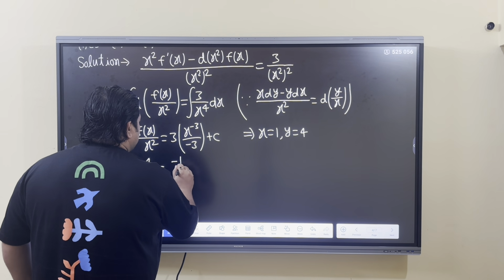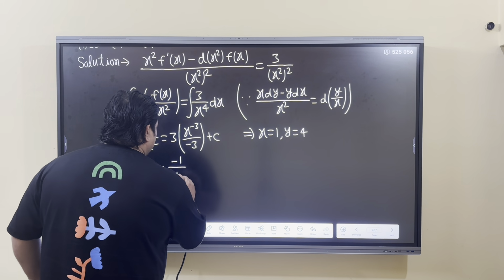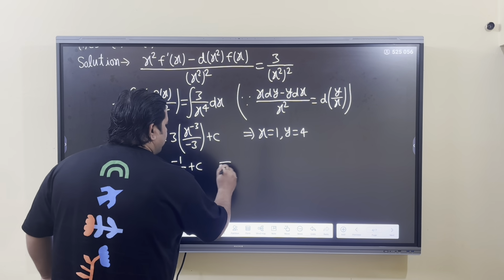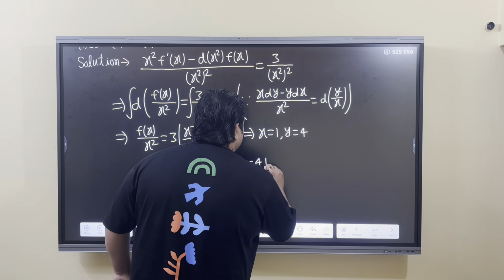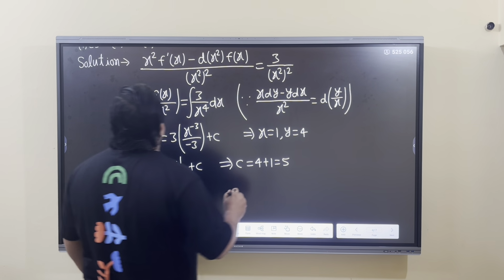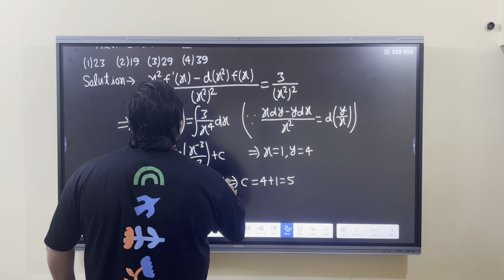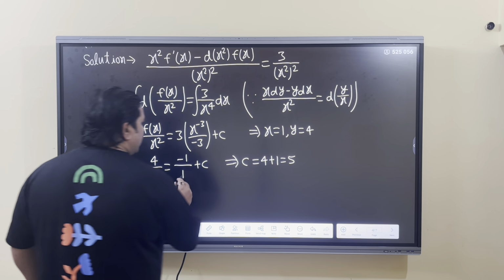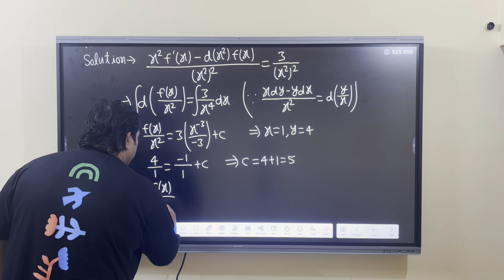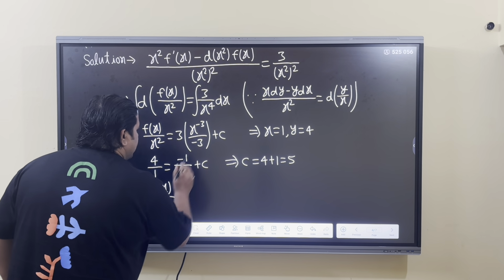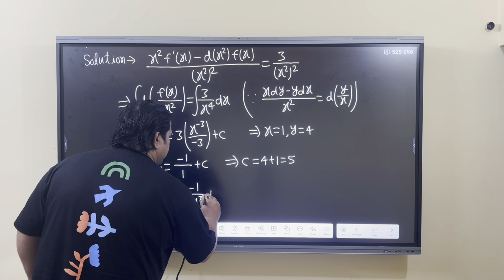So it is like minus 1 by this x to power minus 3, it can be written in denominator x cube. So 1 cube is 1 only, plus c. So from here we'll get c equal to, if you transpose minus 1 to left side, 4 plus 1, 5. Now we need to calculate 2 times of f of 2. So first of all, now what will be this equation? This equation is f of x by x square equal to, this side is minus 1 by x cube plus c is 5.